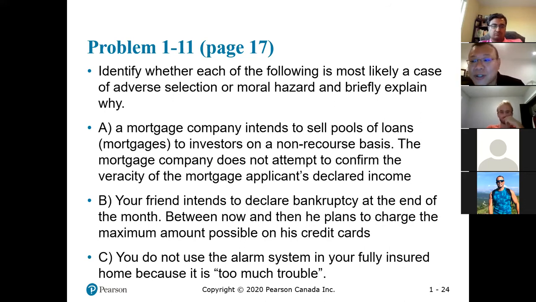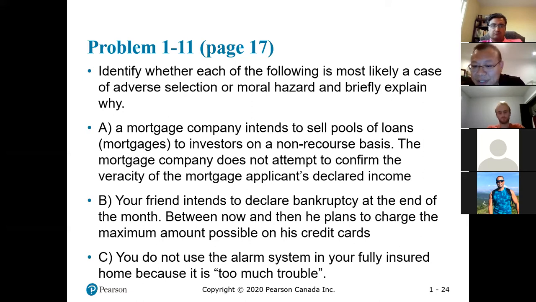Okay, so there are 3 scenarios. Tell me, is that scenario a moral hazard or adverse selection? Okay, the first one: a mortgage company intends to sell pools of loans to investors on a non-recourse basis. The mortgage company does not attempt to confirm the veracity of the mortgage applicant's declared income. Is this a moral hazard or an adverse selection?